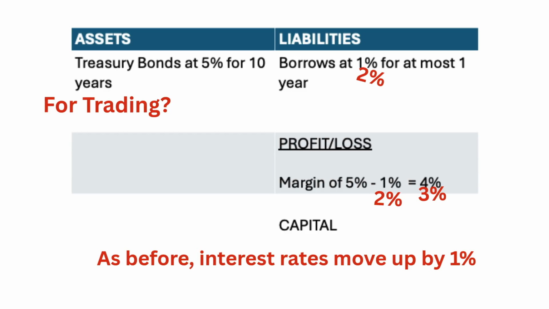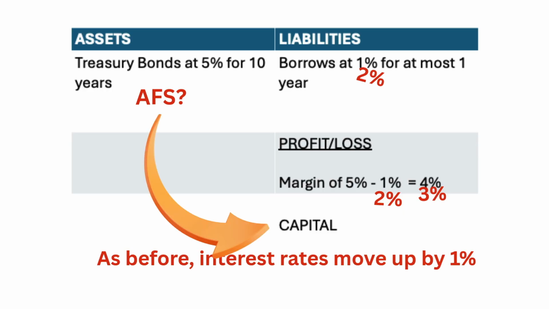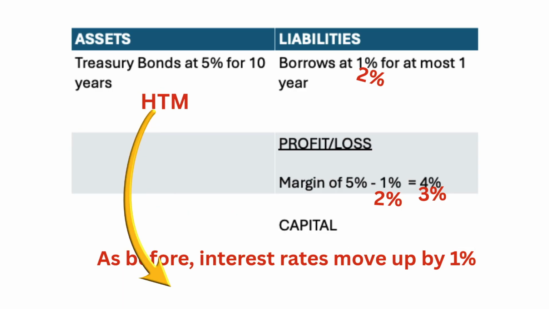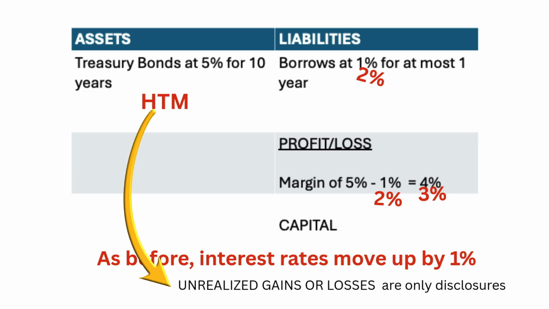If these were available for sale accounts, on the other hand, these losses won't flow through the P&L but will still reduce the equity portion directly on the balance sheet. Finally, if these were held to maturity, however, the unrealized losses have no impact on the balance sheet and P&L, although there are disclosure requirements in the footnotes for transparency, but it does not affect the financial statements.